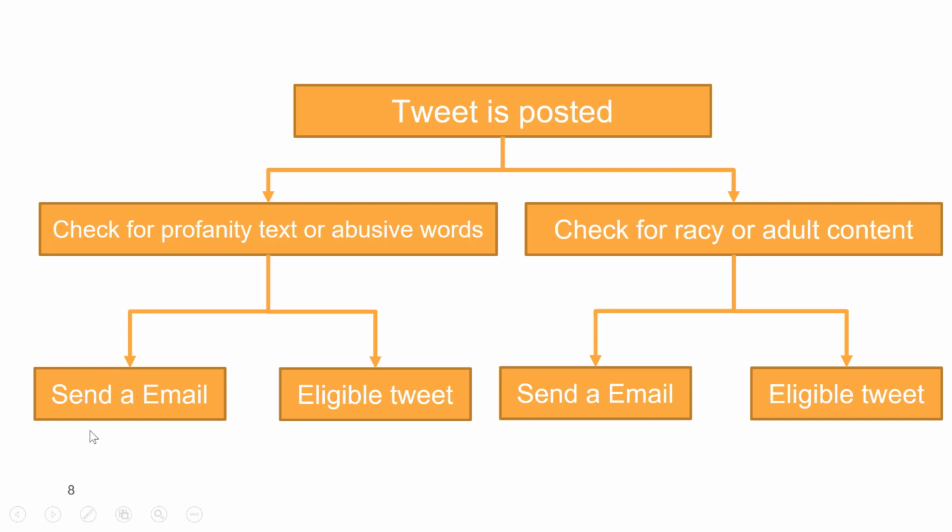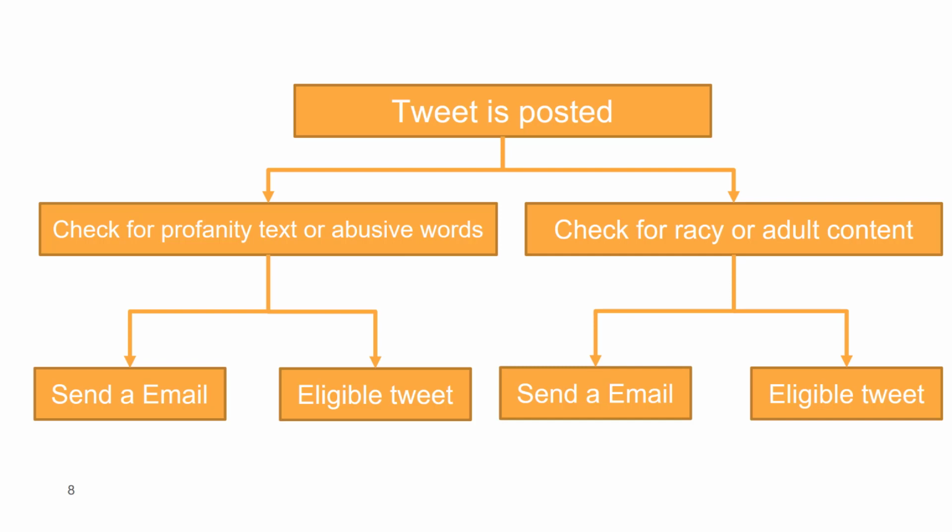In the Logic App we are going to integrate the Gmail connector in this send the email step, and in the other route, it's going to check for racy adult content in the images in the tweet post. If there is no adult content, that's going to be an eligible tweet, and if there are any, you are going to send the email using the Gmail account. So that's what the demonstration is trying to do.